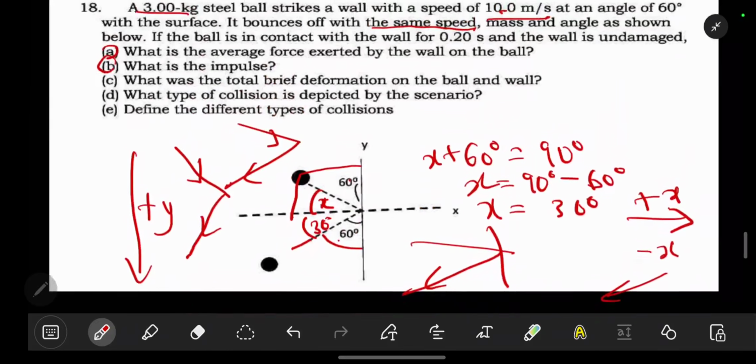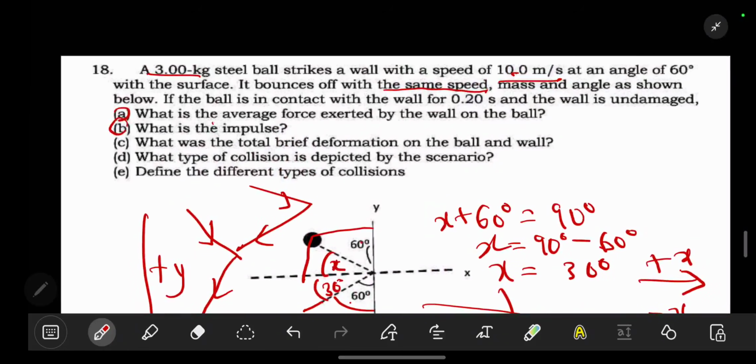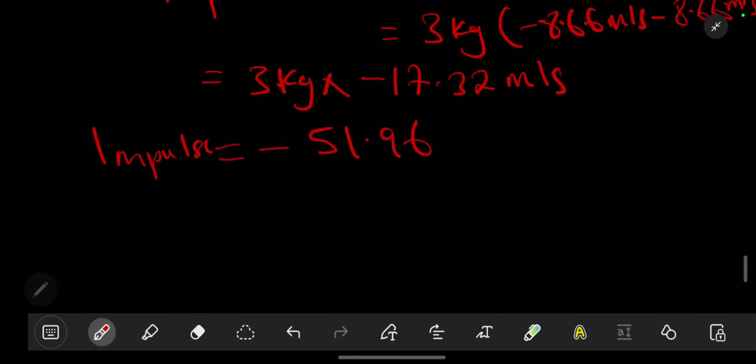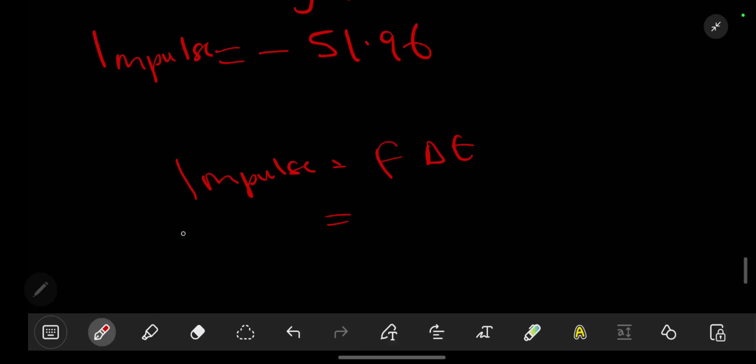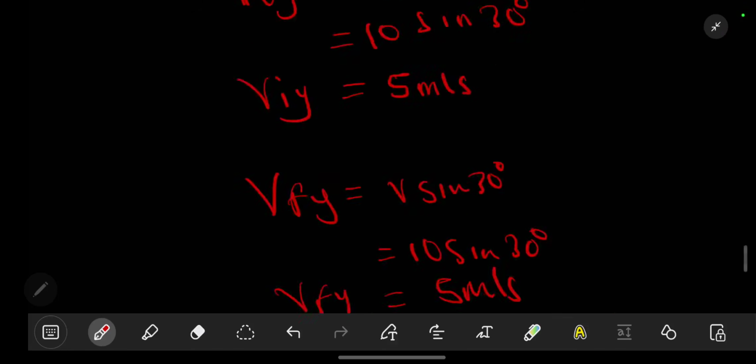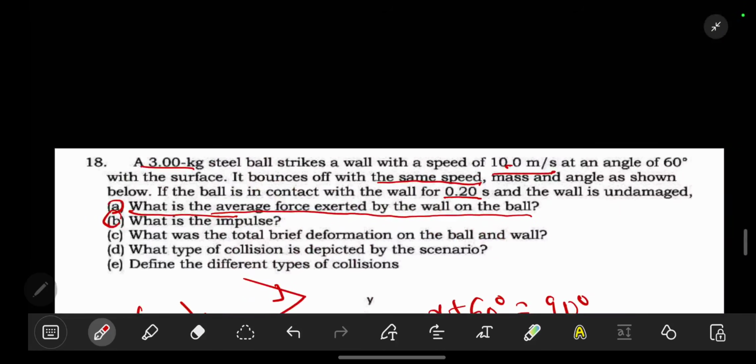So we can now say the average force exerted. We have answered B. After answering this, we now need to answer A. So we know that the impulse is equal to force times the change in time. Impulse is negative 51.96. Our force is equal to, we don't know, times the time. We have been told that it is in contact with the wall for 0.20 seconds.